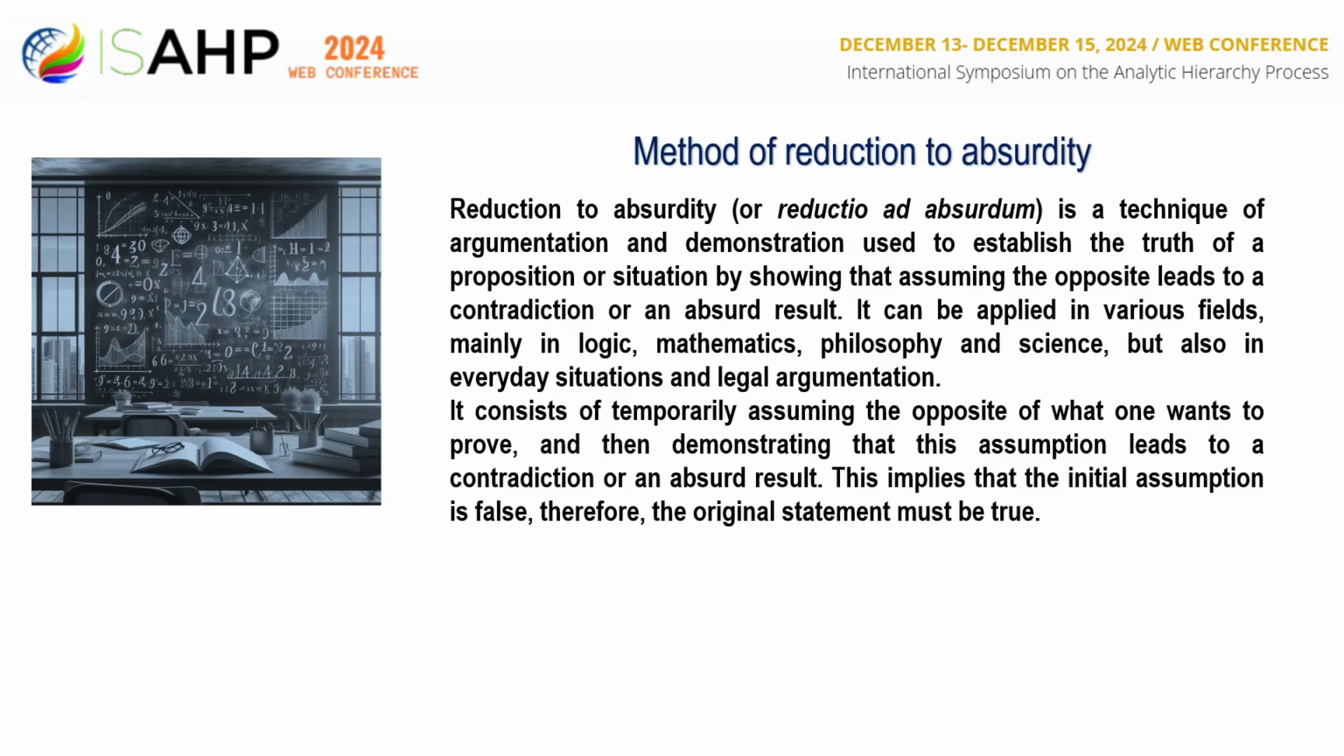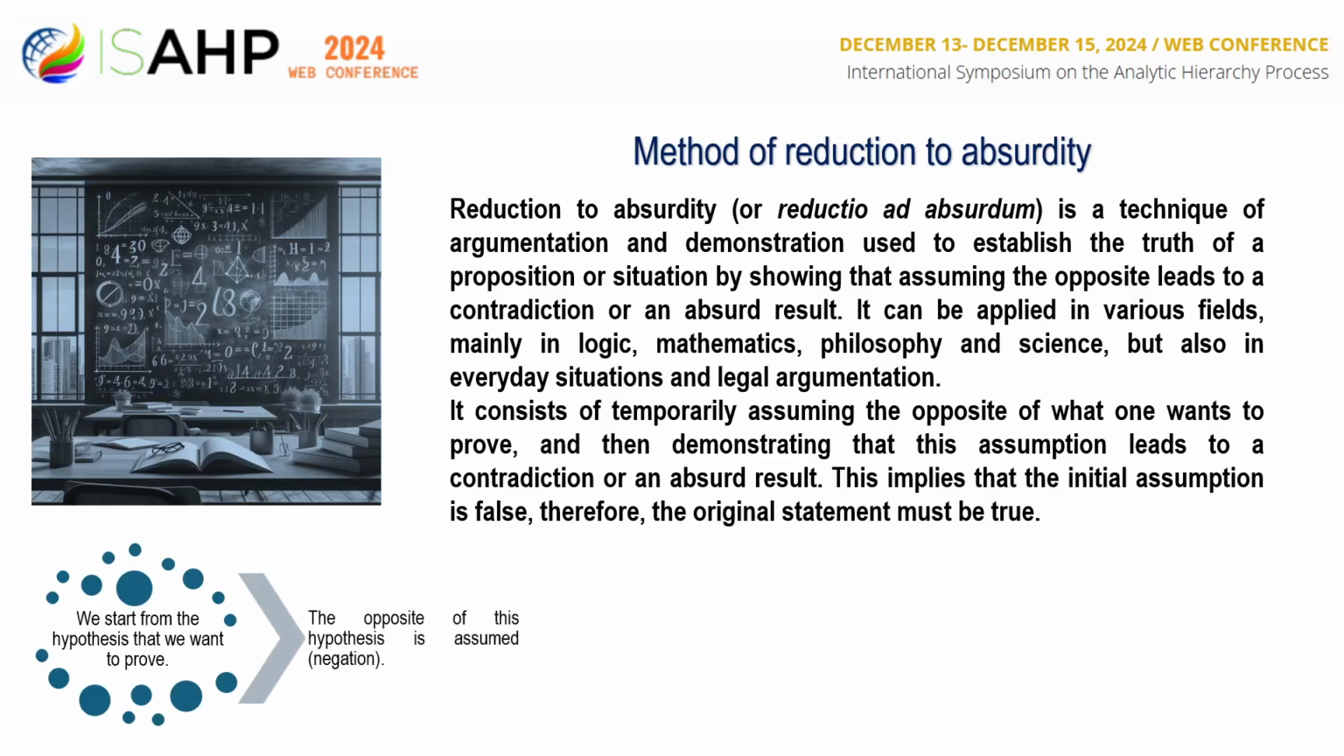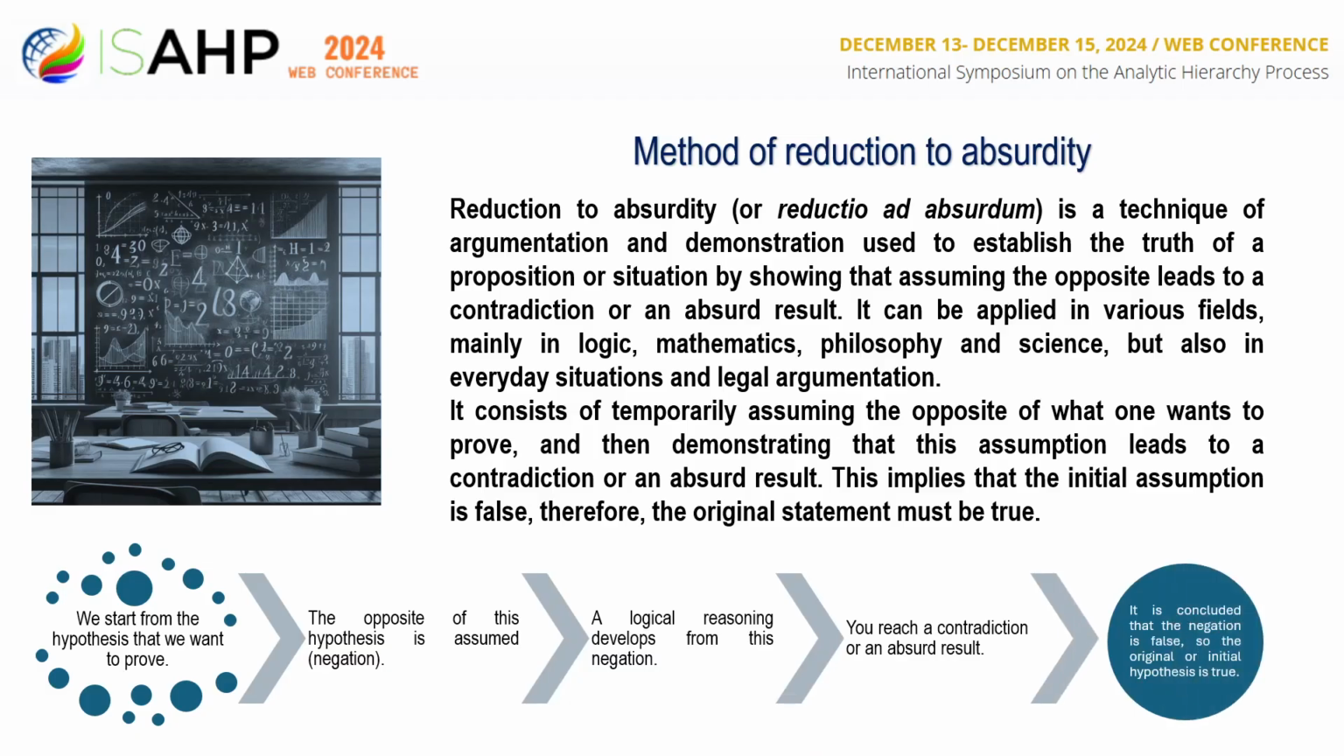The established procedure follows these steps. We start from the hypothesis that we want to prove. The opposite of this hypothesis is assumed, negation. A logical reasoning develops from this negation. You reach a contradiction or an absurd result. It is concluded that the negation is false, so the original or initial hypothesis is true.